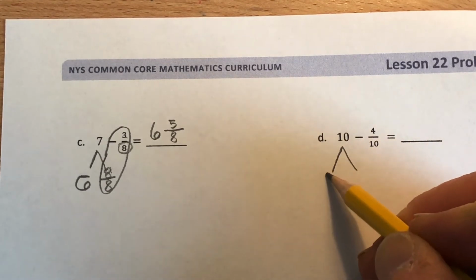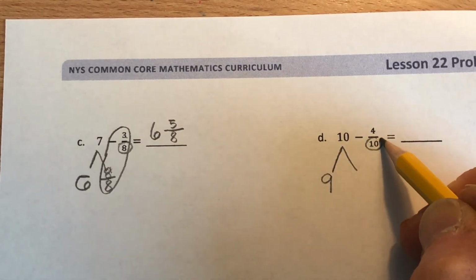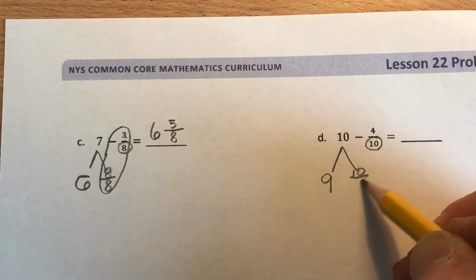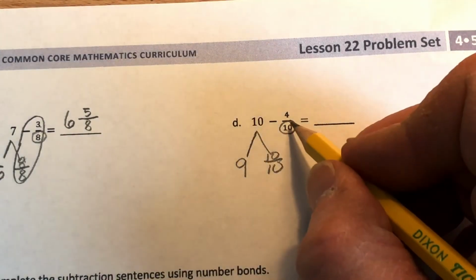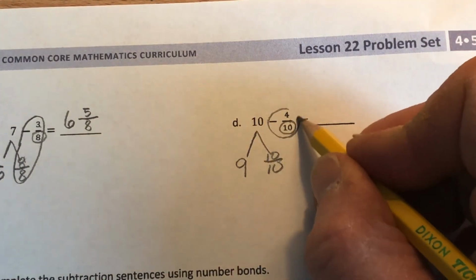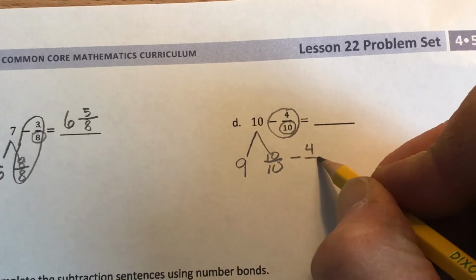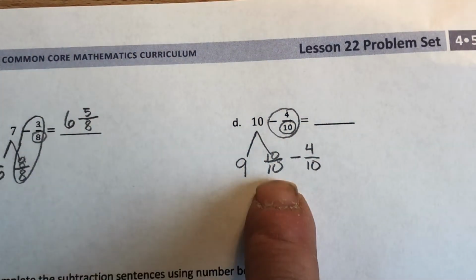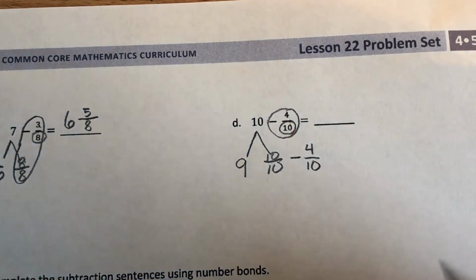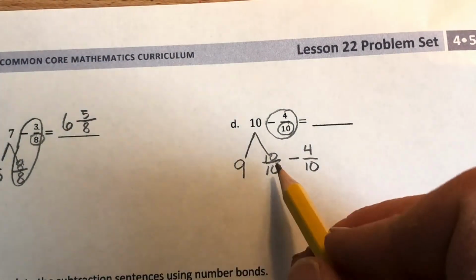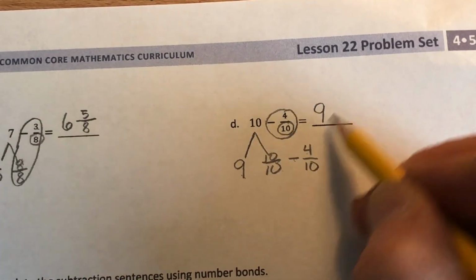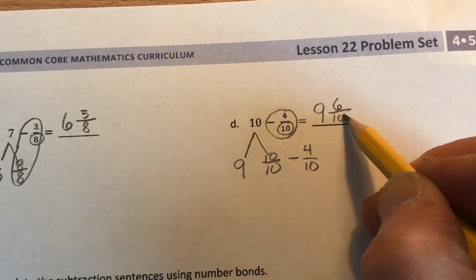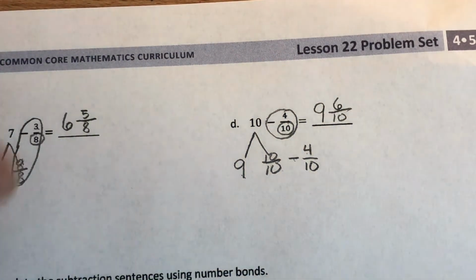Let's take our 10, make 9. And that one of the wholes will make into 10/10. Okay? Now I'll draw this one a little bit different so you can see it. Now I can take this 4/10 and subtract it from 10/10, right? So I took one of my wholes from the 10 and made 10/10, because if the numerator and denominator are the same, I have 1 still, okay? So now I'm going to end up with 9. 10 minus 4 is 6/10. So I end up with 9 6/10 there, okay?